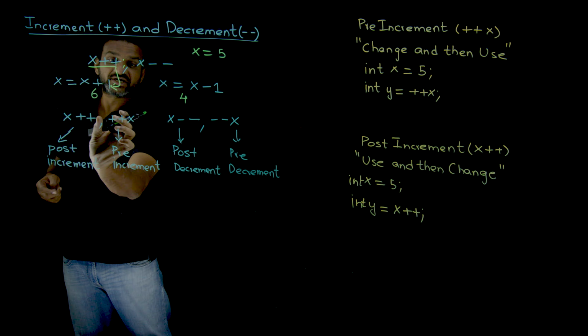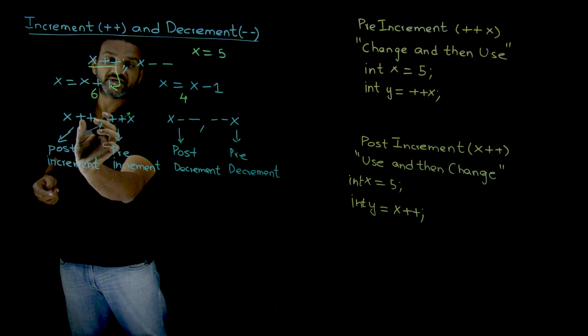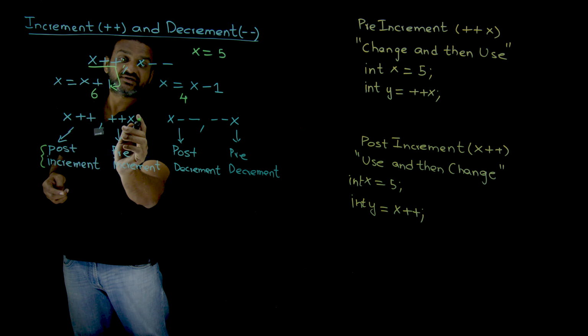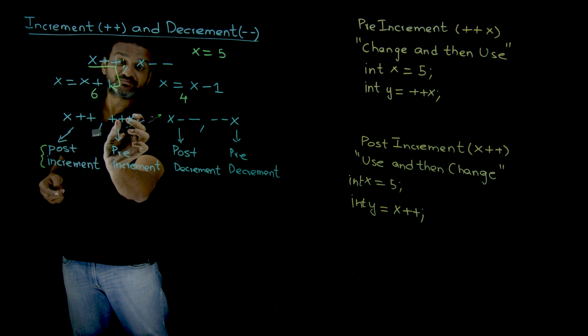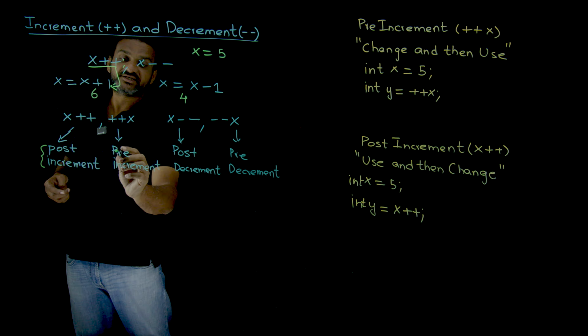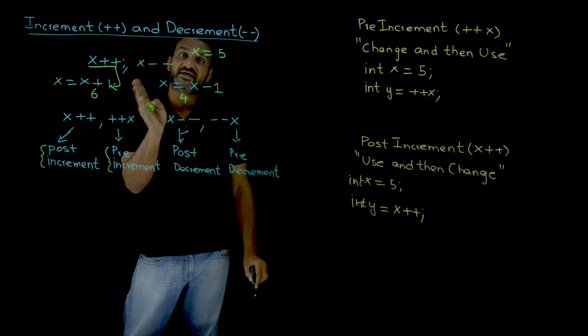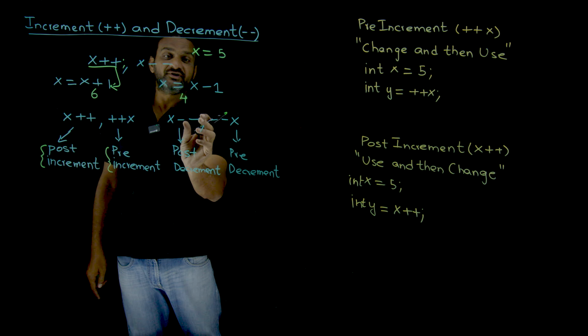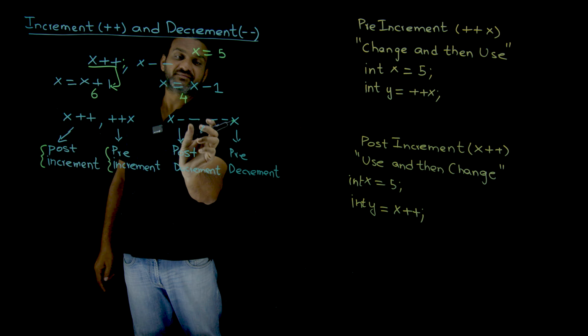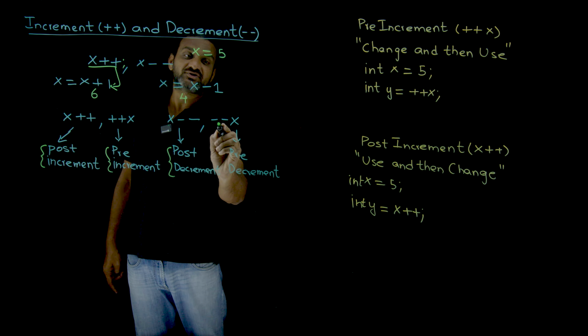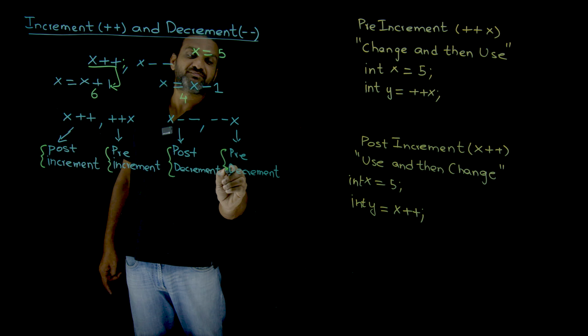If you use the increment operator after the variable, it is called post-increment. If you use it before the variable, it is called pre-increment. Similarly, for the decrement operator, if you use it after the variable, it is called post-decrement, and if you use it before x, it is called pre-decrement.